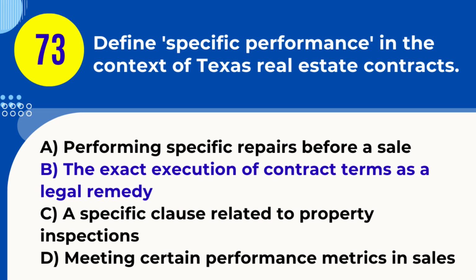Answer. B. The exact execution of contract terms as a legal remedy. Explanation. Specific performance in Texas real estate contracts refers to a legal remedy where a court orders the exact fulfillment of contract terms, typically used in cases where monetary compensation is not adequate, such as in unique property transactions.